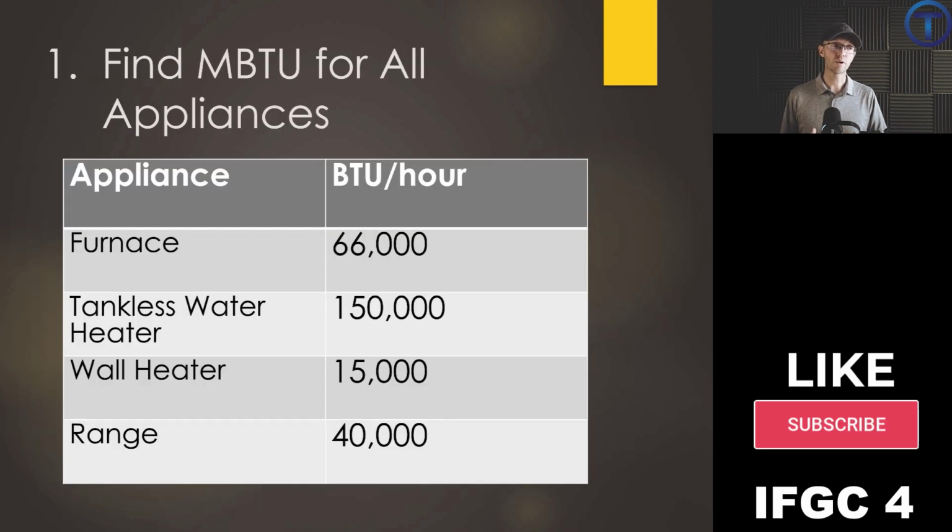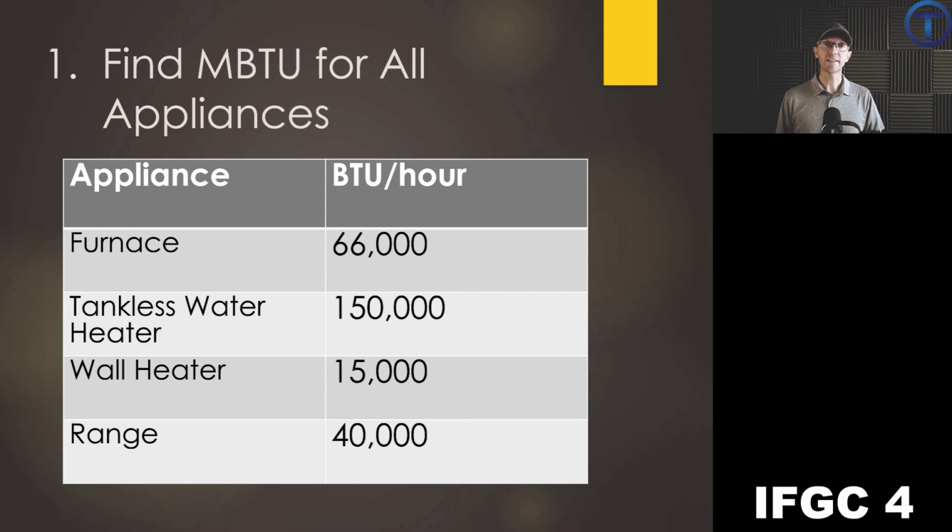Let's go through this. For number one, we're going to find the maximum BTUs for all the appliances. We're going off that same diagram we just looked at. Here's the appliances listed and their BTUs per hour. We have a furnace at 66,000, tankless water heater at 150,000, wall heater at 15,000, and a range at 40,000.